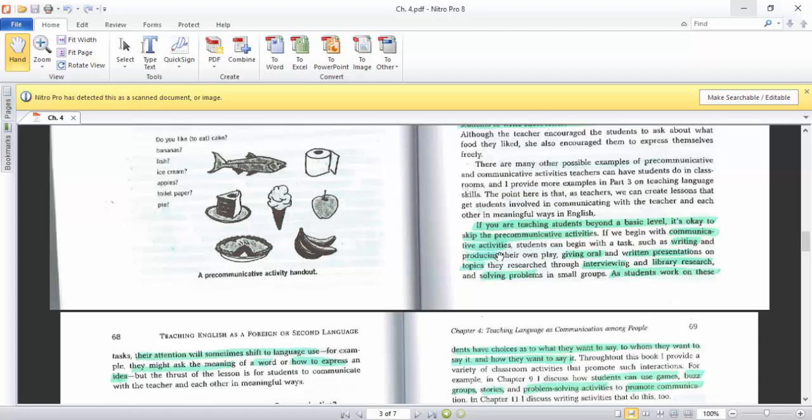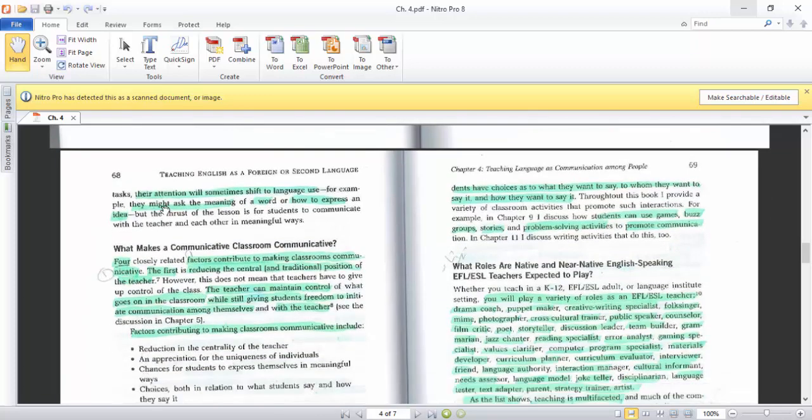If we begin with communicative activities, the students can begin with a task such as writing and producing their own play, giving oral and written presentations on topics they reached through interviewing and library research, and solving problems in small groups. As students work on these tasks, their attention will sometimes shift to language use. For example, they may ask the meaning of a word or how to express an idea. The thrust of the lesson is for students to communicate with the teacher and each other in meaningful ways.